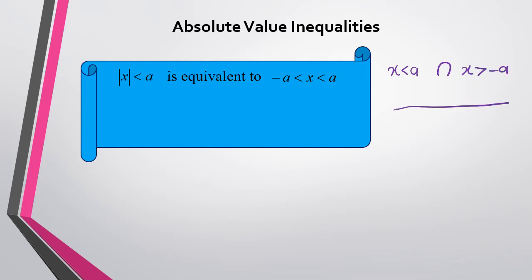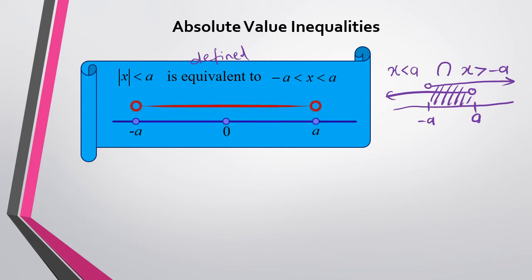So if it's on the number line, to find the intersection between these two sets of values, we have negative a and a. One of them is less than a, another one is more than negative a. So where is the intersection? This is the intersection. So the answer is in between negative a and a. So by defining, absolute of x less than a is equal to negative a less than x less than a. This is what we call defining the absolute inequality.